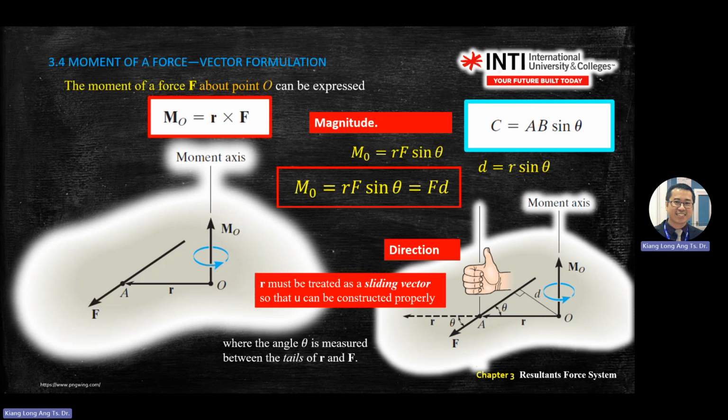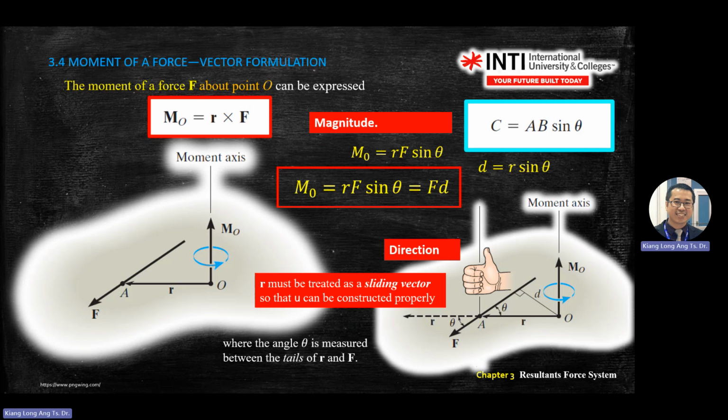Okay, a sliding vector means you can extend the vector a little bit. This is the direction of R. No matter short or long, it is still that direction. So you extend this direction. So when you do the cross product, R cross F, you will get the right hand rule properly.